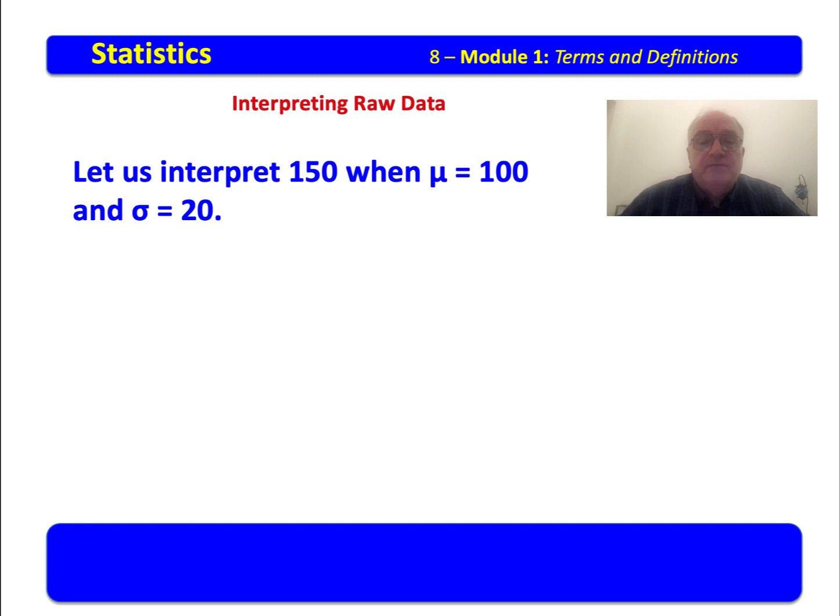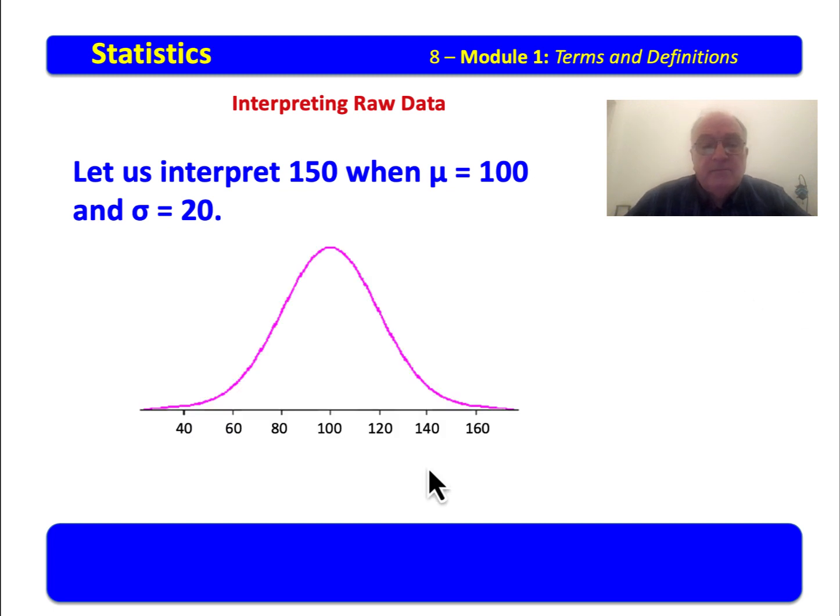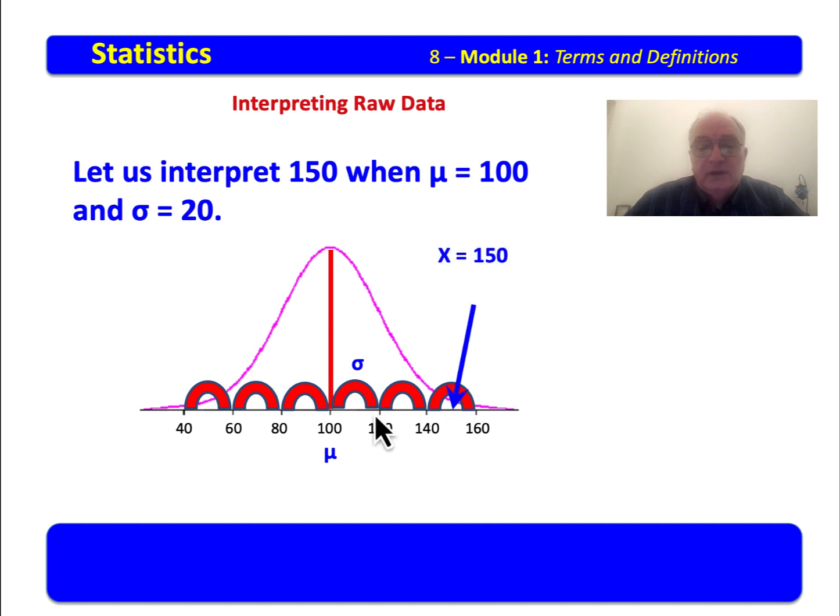Consider the following. Let us interpret 150 where mu, or the population mean, is 100 and the standard deviation is 20. What that means is that the mean is 100, the standard deviation is 20, and 150 is way out here, at least 2.5 standard deviations above the mean. When we talk about how many standard deviations a data point is above or below the mean, we're talking about a z-score, which is a new term for us.